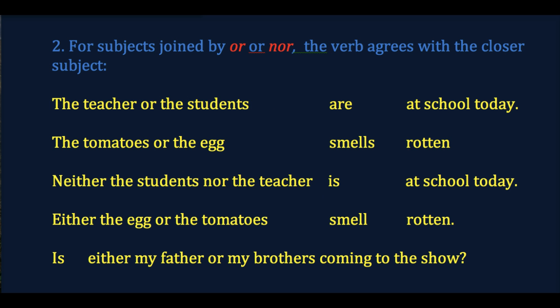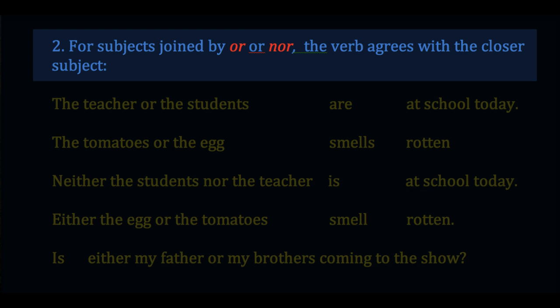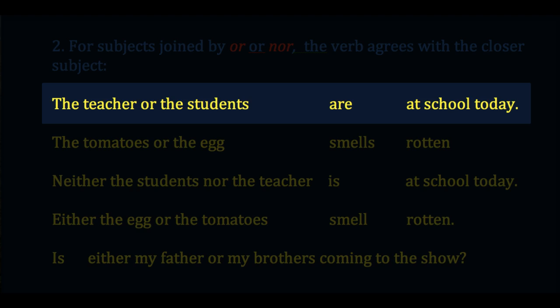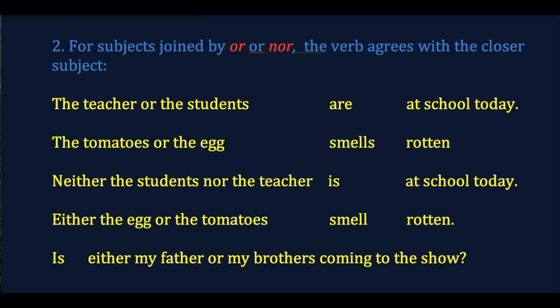Now that's a situation when you have compound subjects joined by the word and. What if the word is or nor? Well, in that situation, the verb agrees with the closer subject. The teacher or the students are at school today. Well, the subject is either teacher, that's one, and students, that's another. Well, you take of those two, the one closer to the verb, in this case, it's students, plural, then you want the plural are. And that is the logic for the next three sentences.